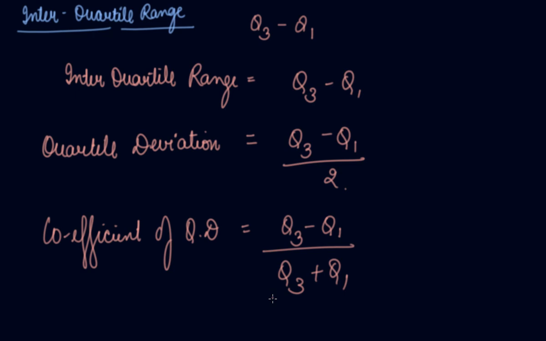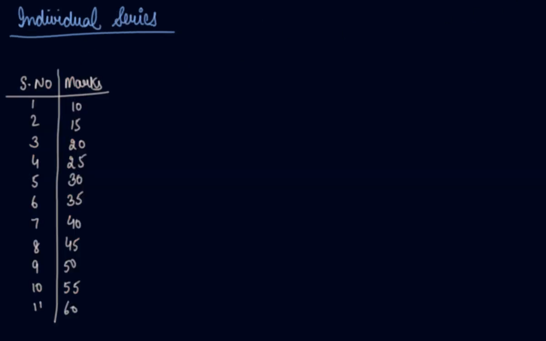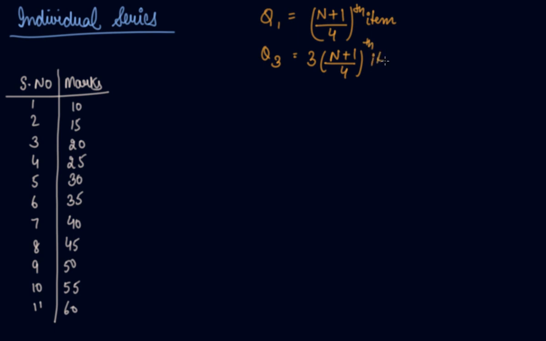Now let's understand how to find the quartile deviation in the case of the different series, that is the individual, discrete and continuous series. This is the individual series given to us. Let's understand how to calculate the quartile deviation. The method of calculating quartile 1 in an individual series was (n plus 1) divided by 4th term, and Q3 was 3 into (n plus 1) divided by 4th item. Here n is how many numbers there are: 11 plus 1 divided by 4, that is 12 divided by 4, which is equal to the third item.